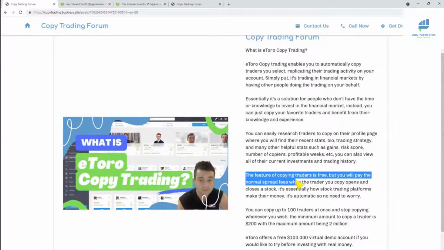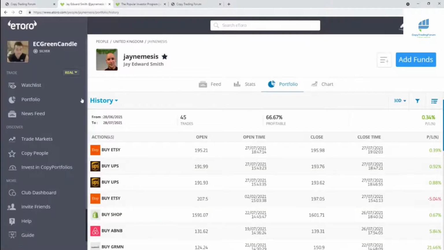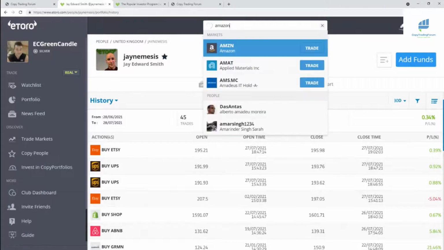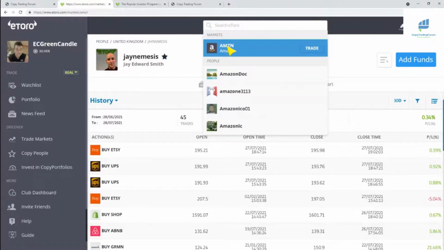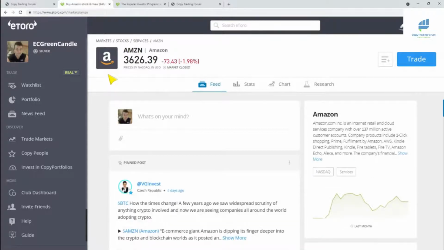So the feature of copy trading is free, but you will have to pay the normal spread fees when a trader you copy opens and closes a stock. It's essentially how the stock trading platform makes their money. It's automatic, so you don't need to worry. Essentially, every time your popular investor buys a stock and you buy the same one, you'll pay spread fees.